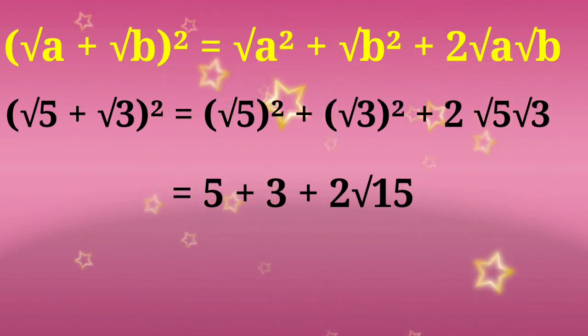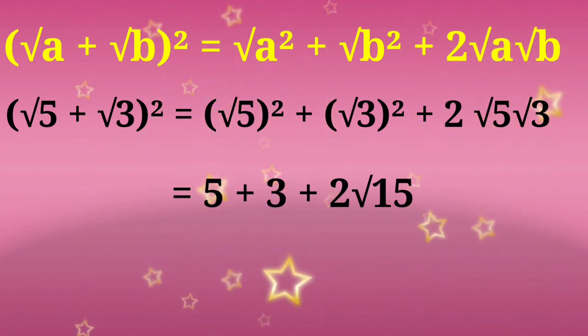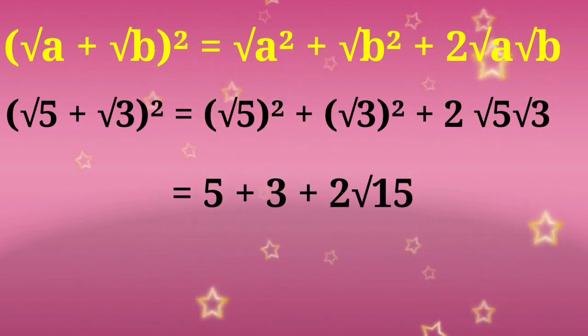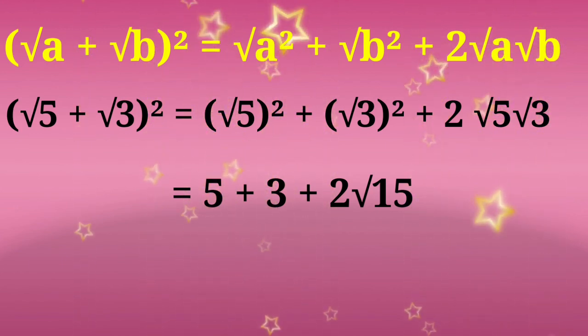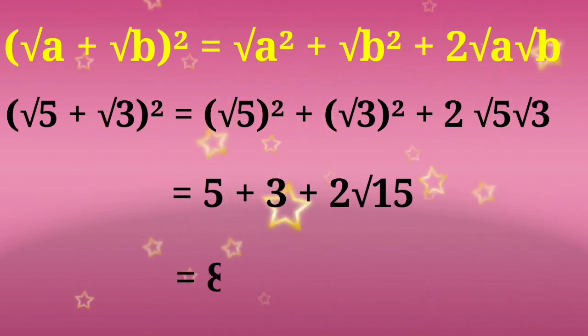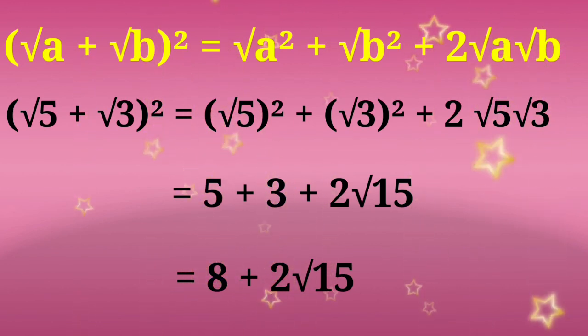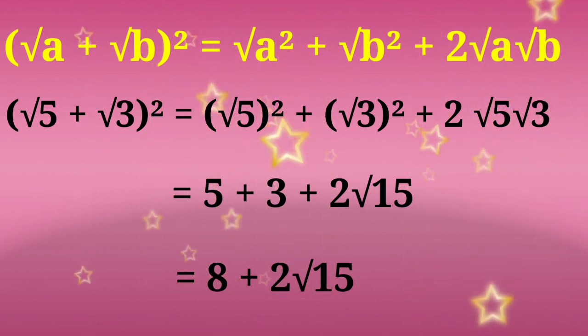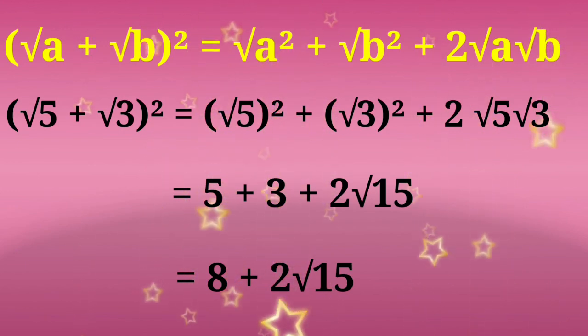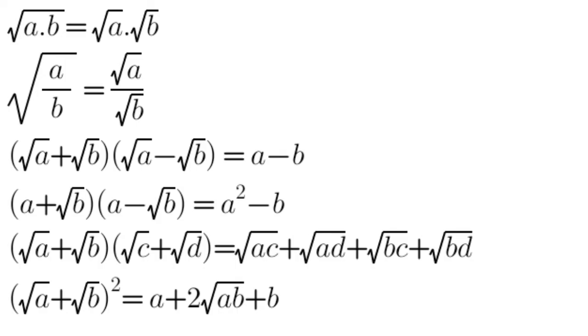Here we can add 5 and 3. 5 + 3 is equal to 8. 8 + 2 root 15. We can't add these two terms because in the second term, 2 root 15, there is a root, so we cannot add. So we get 8 + 2 root 15. So we discussed operations on real numbers. These are the identities of real numbers. There are 6 identities.